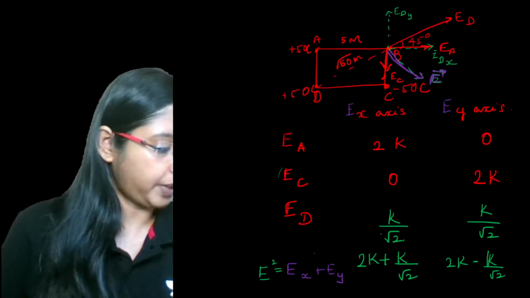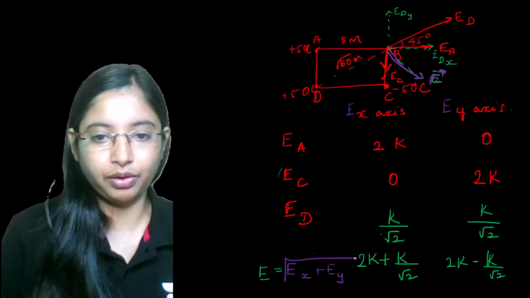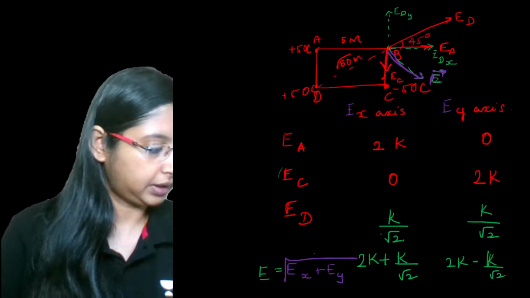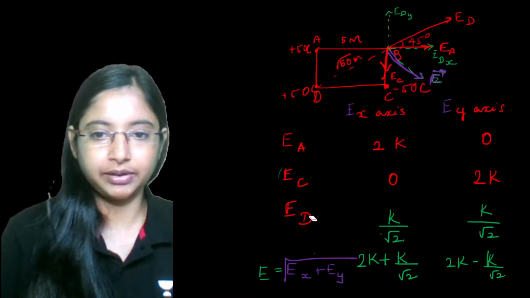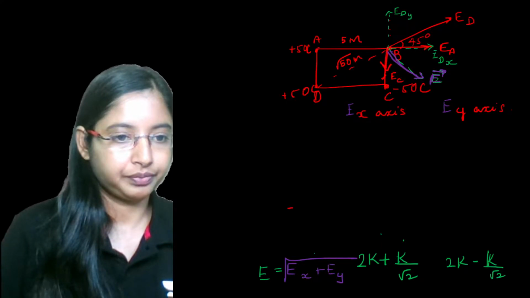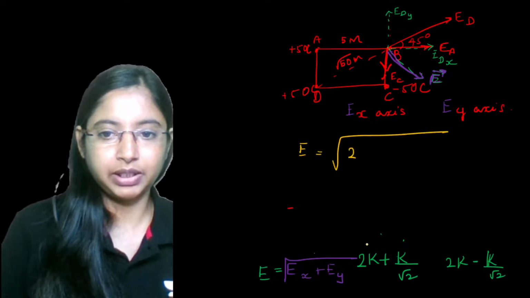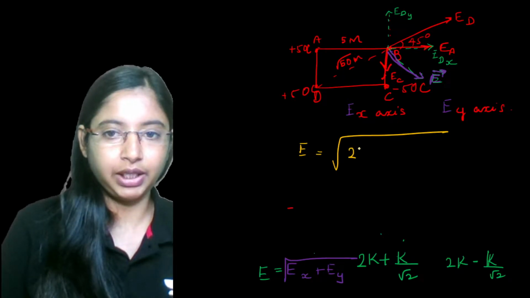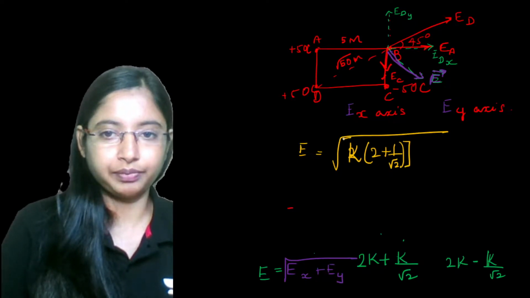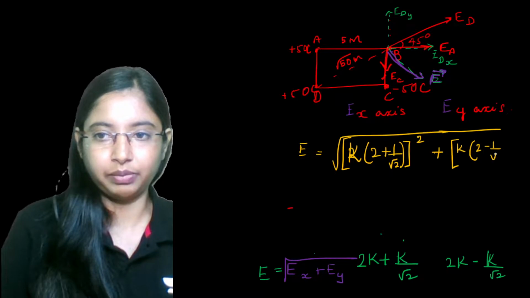Now the square of the resultant electric field will be the square of these two values, that is, Ex square plus Ey square. Let's do that. Ex is basically this value, 2 times, here we can take 2k, and take k outside, and you will have (2 plus 1 by root 2) the whole square, plus here also I can take k commonly outside, it will be (2 minus 1 by root 2) the whole square.